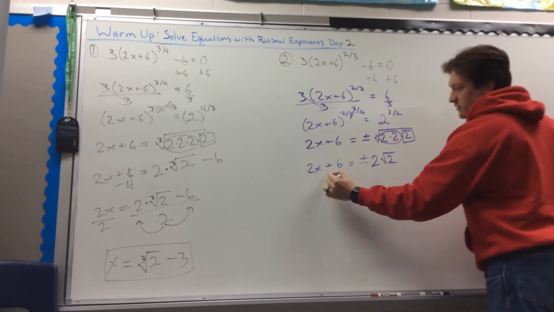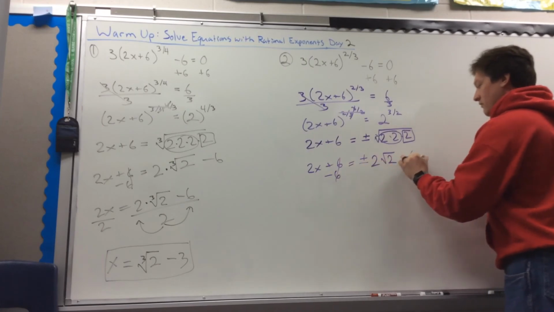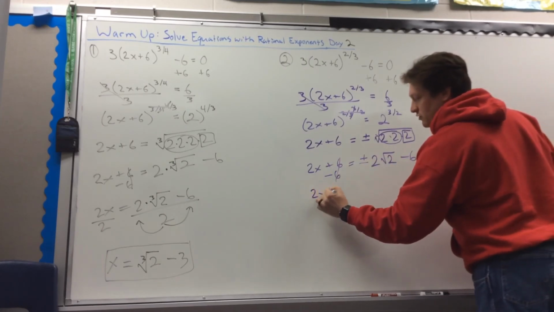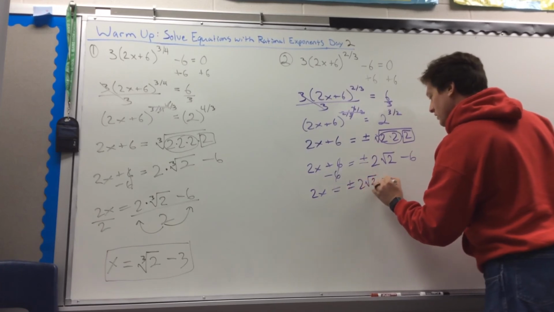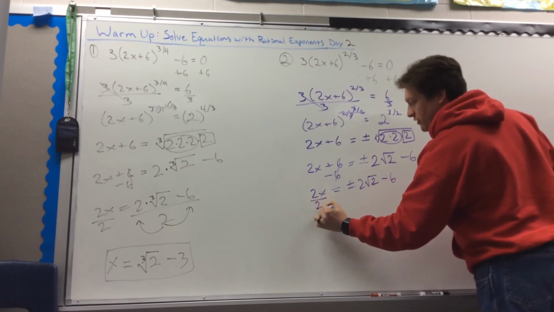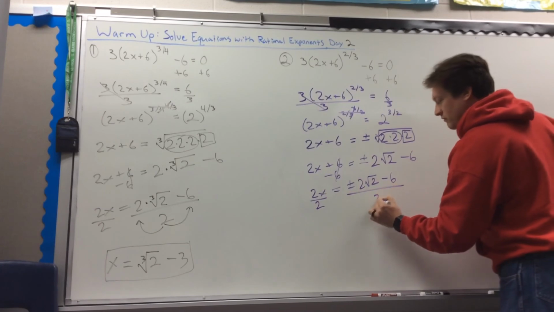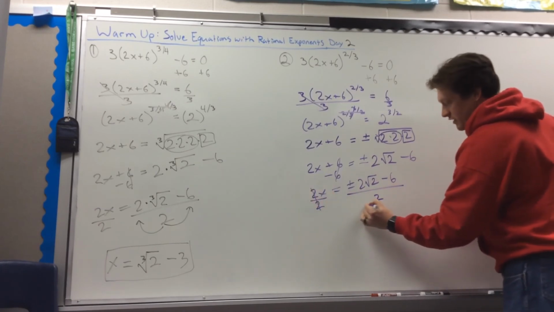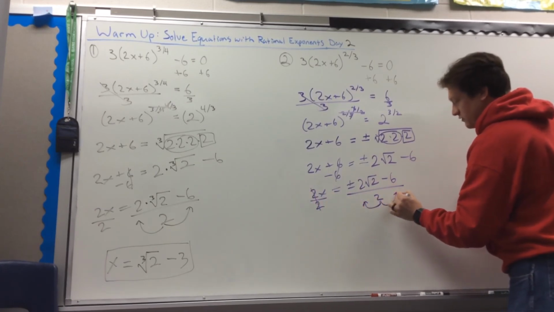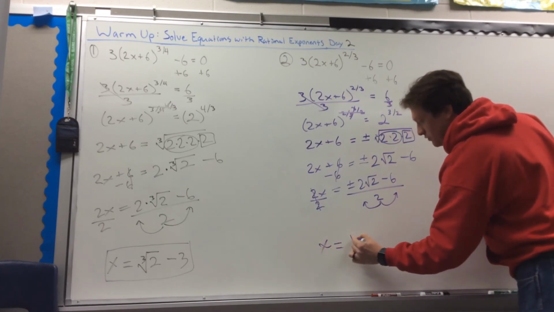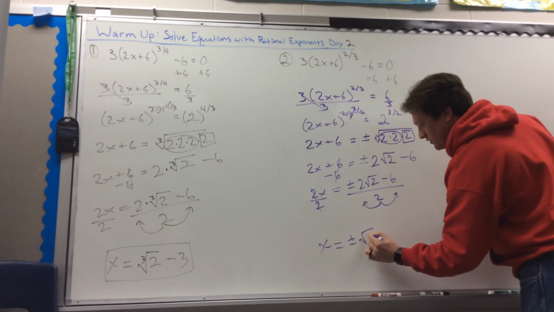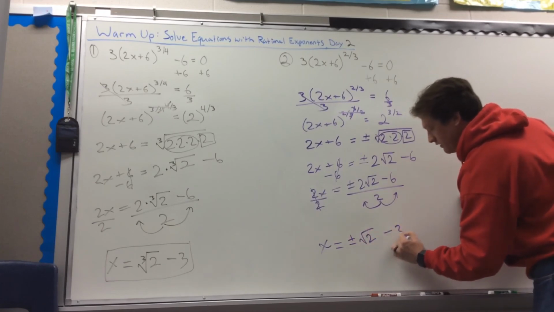From here, we're going to subtract 6. That's going to leave me with 2x is equal to plus or minus 2 square root of 2 minus 6. We divide the whole thing by 2. This 2 is going to carry to that 2 right there and to the 6 right here, giving me my final answer of x is equal to plus or minus the square root of 2 minus 3.